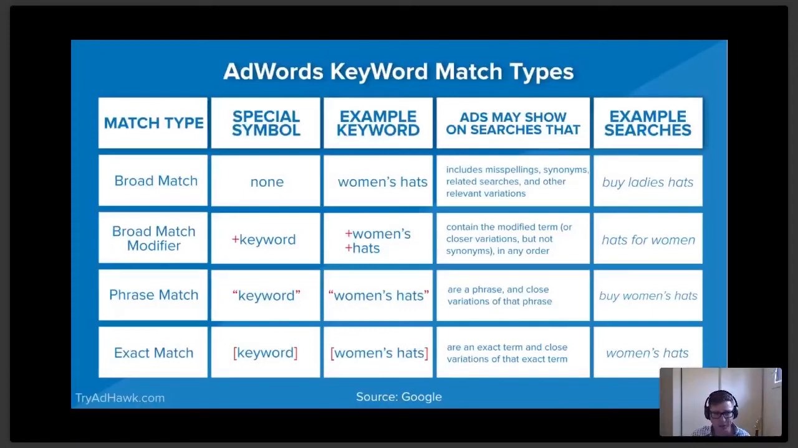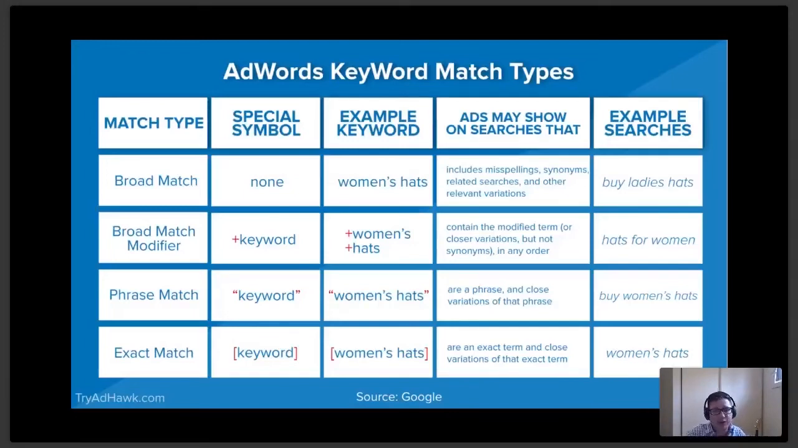From there, we've got phrase match, which has pretty much been made extinct by the broad match modifiers coming out. So these are phrases that are close variants. And then finally, you've got exact match, where it has to exactly match the term. It's very, very close to the term if it's not exactly the same.